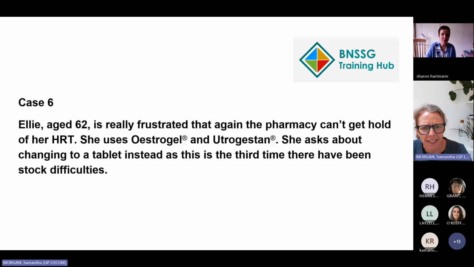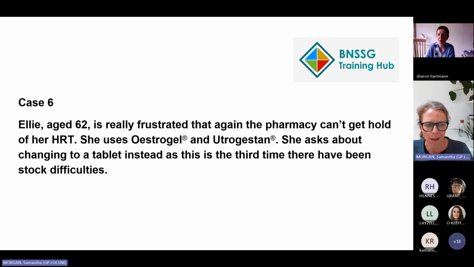So the next case is around supply issues. Ellie is fed up that yet again, she can't get hold of the HRT that works beautifully for her. So she wonders, well, can I just change to a tablet instead? I'm fed up. This keeps on happening. Takes so much time. I'm going from pharmacy to pharmacy.